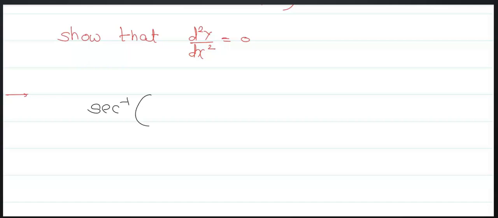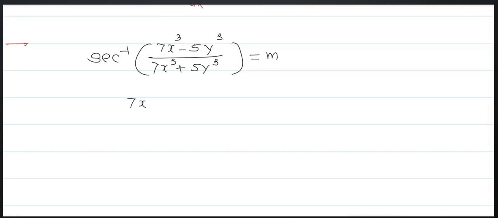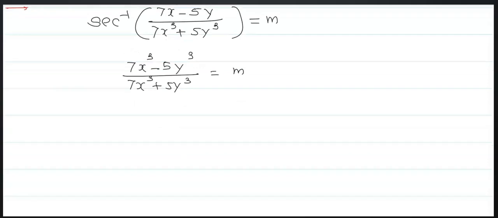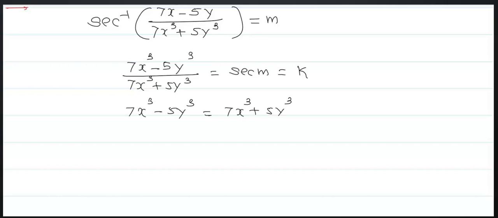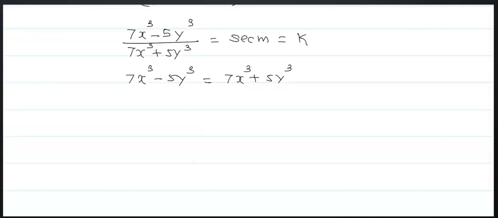Now sec inverse in bracket (7x³ minus 5y³) upon (7x³ plus 5y³) is equal to m. Therefore (7x³ minus 5y³) upon (7x³ plus 5y³) is equal to sec m, that is equal to k. Now make the cross multiplication. 7x³ minus 5y³ is equal to (7x³ plus 5y³) into k.